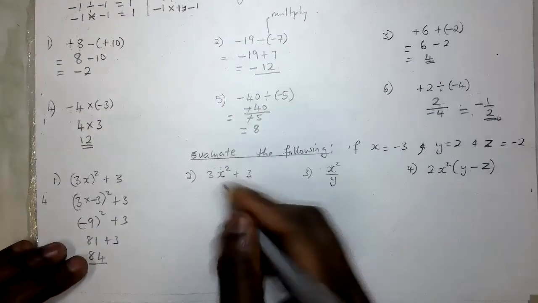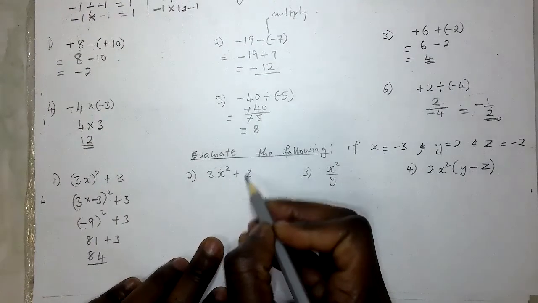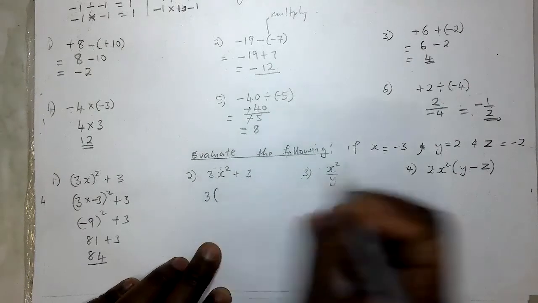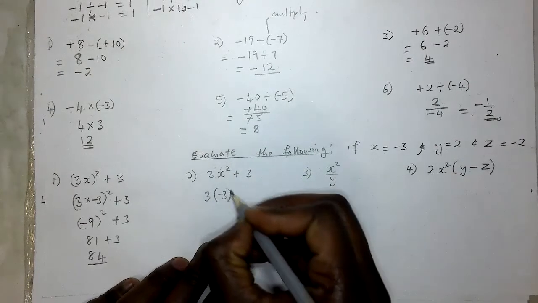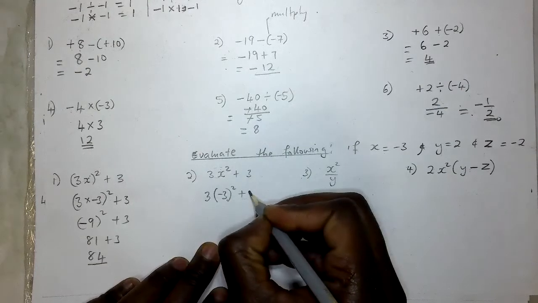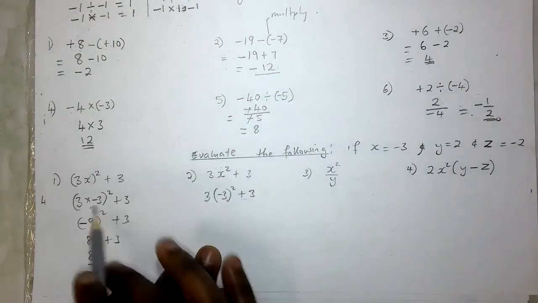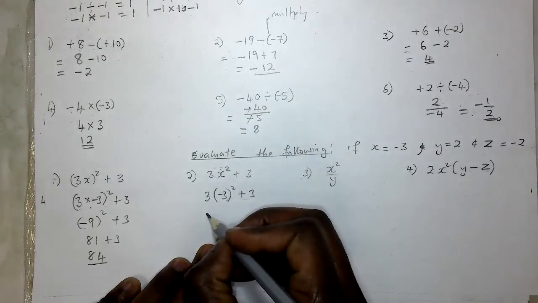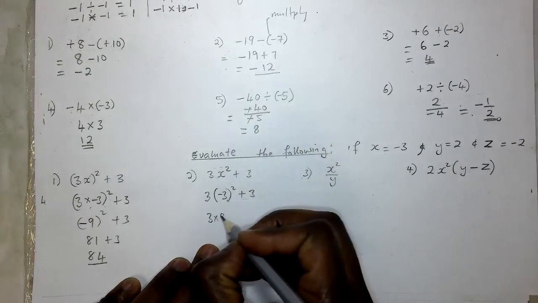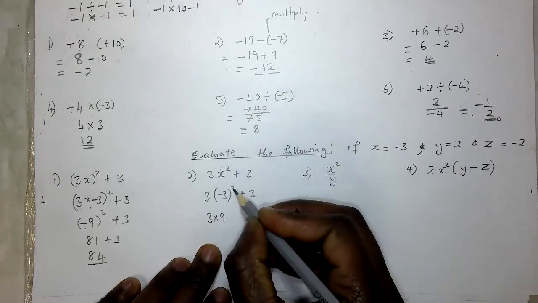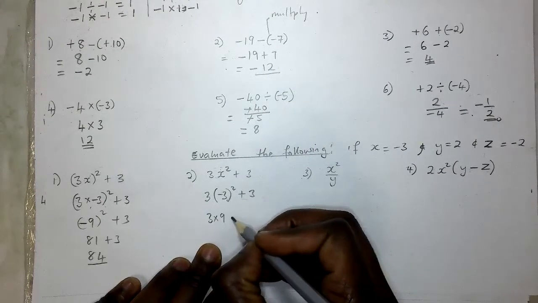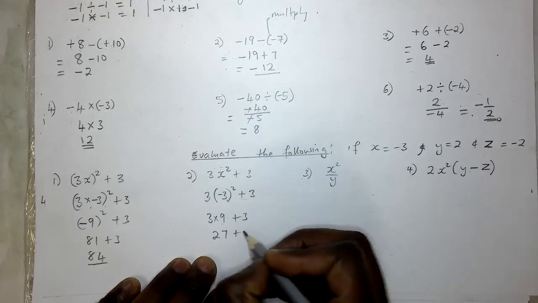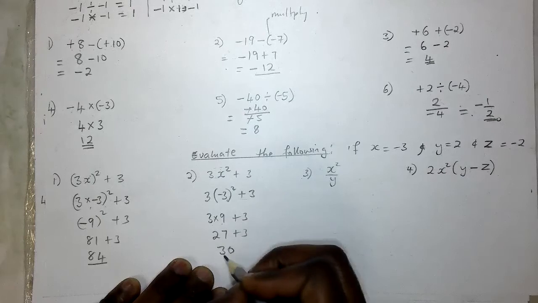Then when we have 3x squared plus 3, here we are saying it is 3 in bracket, negative 3 squared, plus 3. Can you see the difference that we're having here? Now, when we have this, we're going to say 3 times 9, because negative 3 squared is going to give us 9, plus 3. Then it's going to be 27 plus 3, which is going to give us 30.